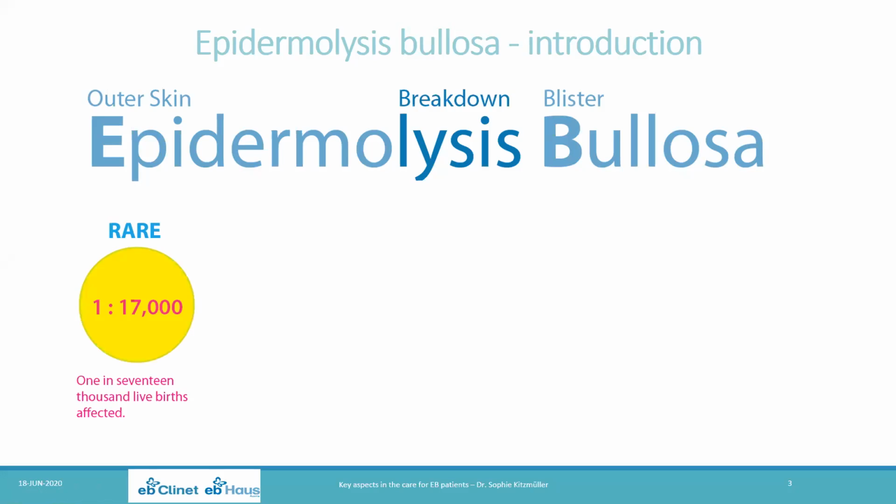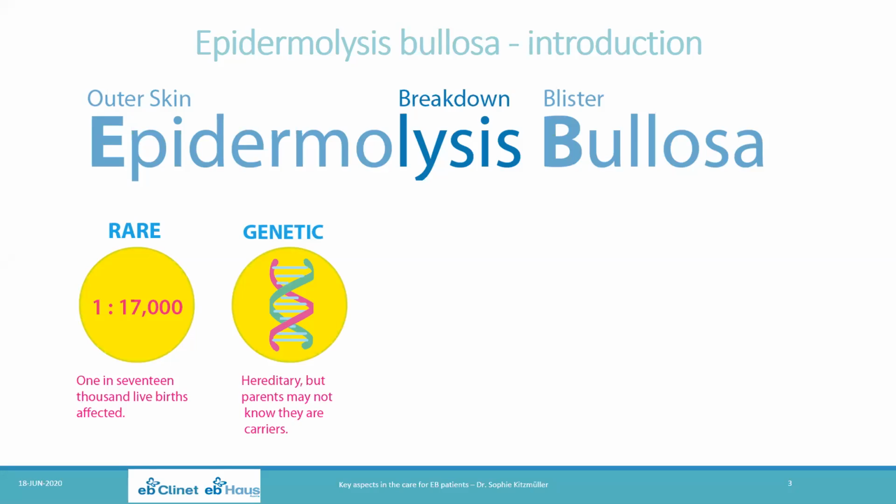Epidermolysis bullosa is a rare or orphan disease, which means that in the general population, only 1 in 17,000 live births is affected, which also makes it hard to find people who have the expertise in it, because if you don't see it very often, you cannot build up your expertise on it. So it is very important for everyone, for us also, to share our knowledge with everyone who is interested and who might have to care for patients with EB.